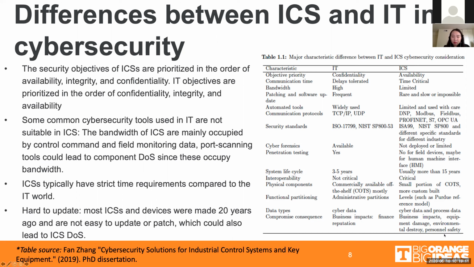And among all the differences, there is one difference which could provide some valuable insight to ICS. It is the data type. In the IT world, we only have cyber data, which are host system data or network related data. However, in the ICS, in addition to the cyber data, we also have process data, which are the sensor data or the control commands in the field. Later, I will show how my research used this valuable process data to add some insight to the cybersecurity of the ICS.